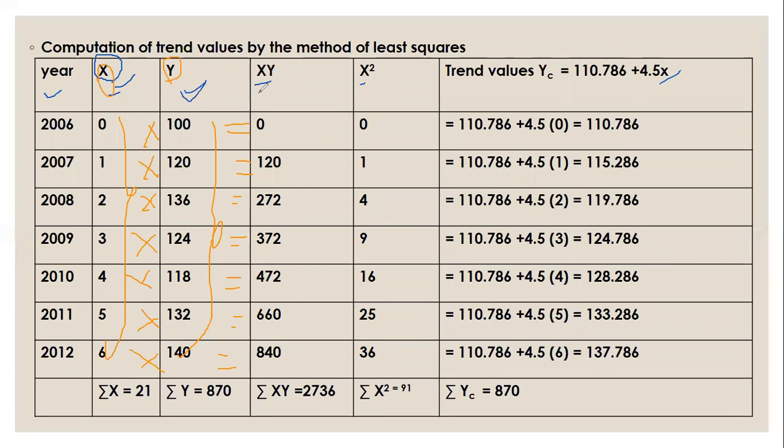Okay, so that will give us xy. And then we are supposed to square the x. Now, why are we finding x, y and xy? We require all these values to solve the simultaneous equations.